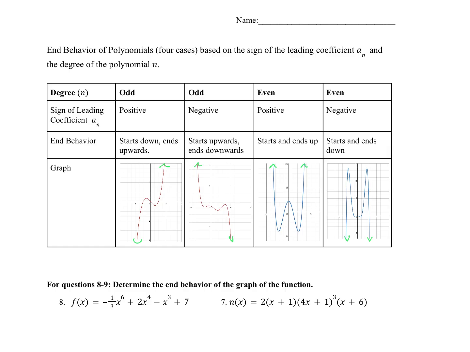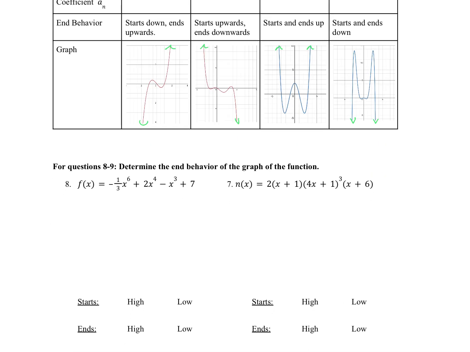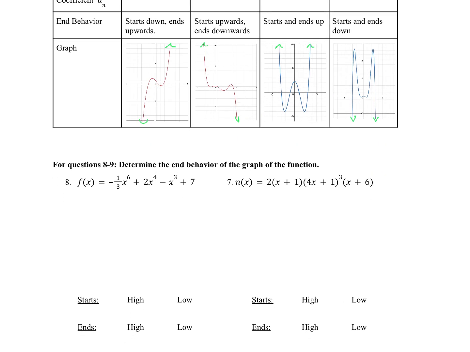So what you can do is have a pretty good idea what the graph looks like with the end behavior just by studying the formula for the polynomial. So for number 8, you will notice that it's a 6-degree polynomial. So in this case, the degree is 6. That's the highest power showing up in the polynomial.